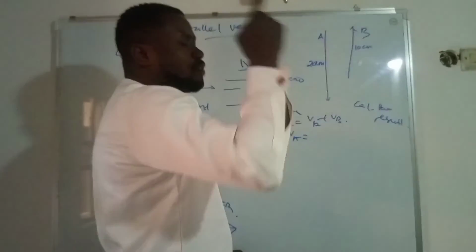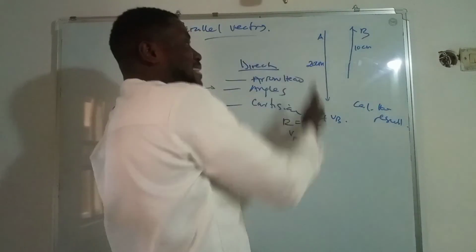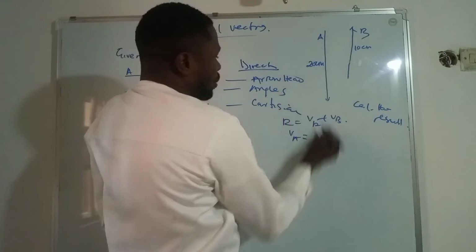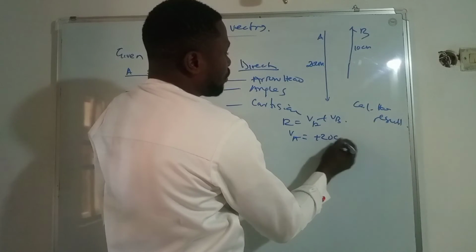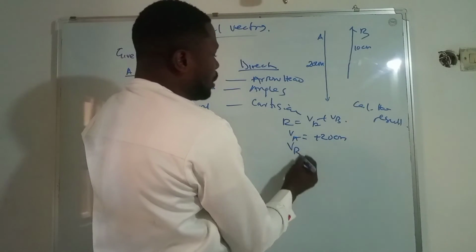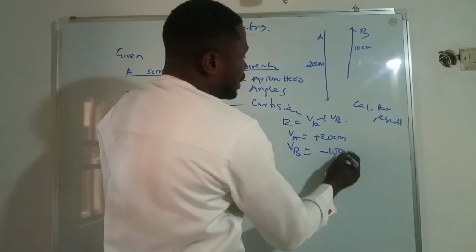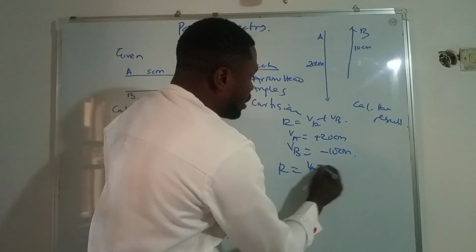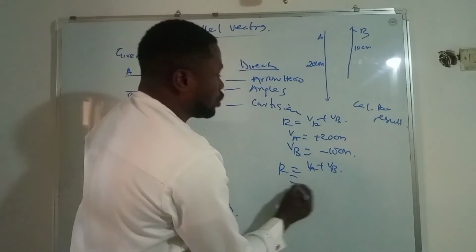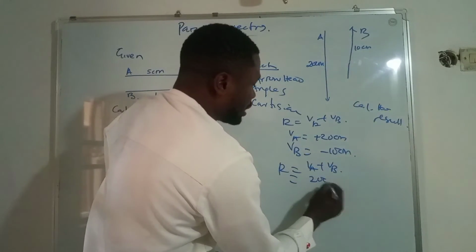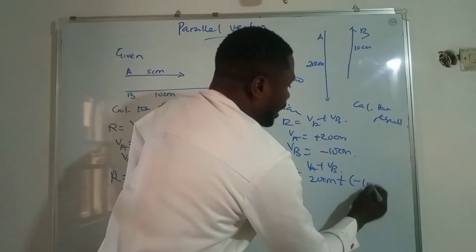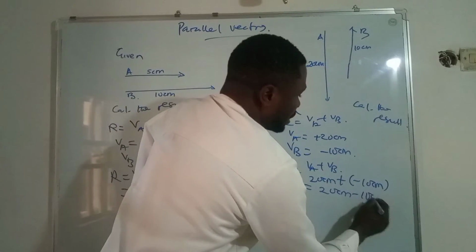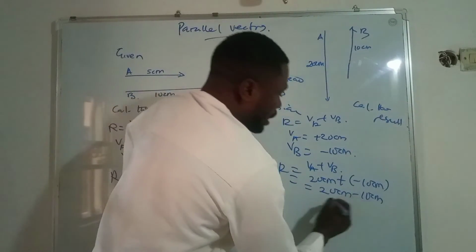I told you, always give a positive sign to the one that has the highest magnitude. And so when you do that, it means that our VA will have a positive 20, will be plus 20 centimeter, while VB will be minus 10 centimeter. If you substitute this into that, of course, we had VA plus VB, you will now have 20 centimeter plus minus 10 centimeter. And that, of course, will be 20 centimeter minus 10 centimeter, where plus times minus will be minus.